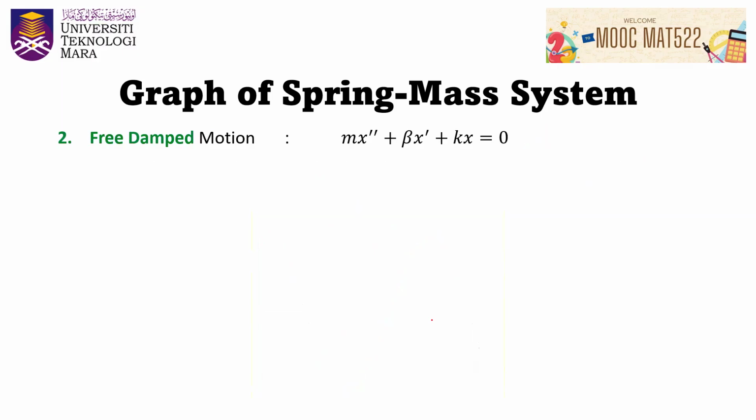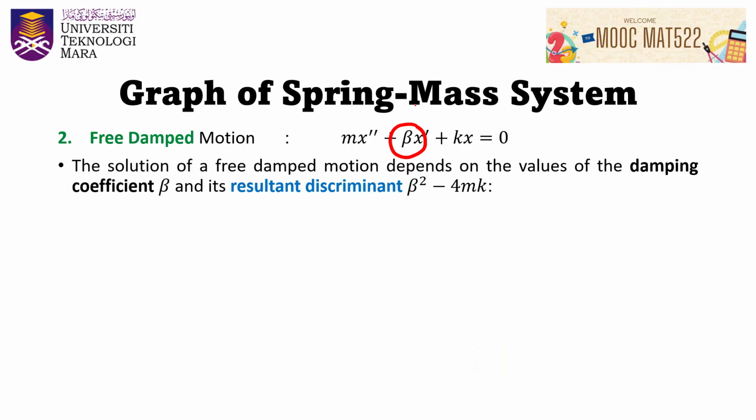Second case, free damped motion. This has the model of mx double prime plus beta x prime plus kx equals to 0. That is, there exists the damping coefficient beta in the model. Now, in this case, the solution of the free damped motion depends on the value of the damping coefficient beta and its resultant discriminant, beta square minus 4mk.